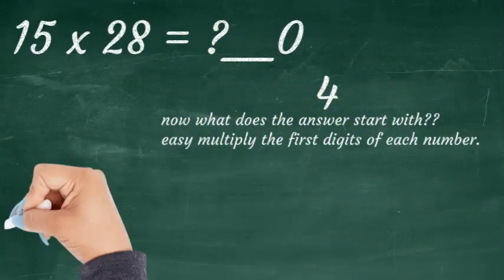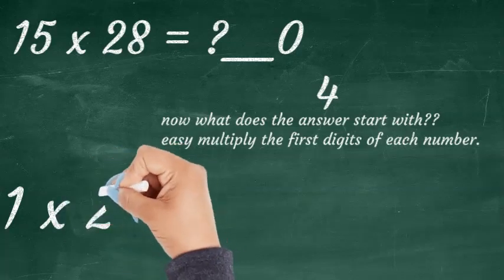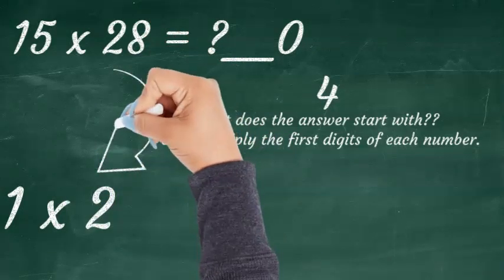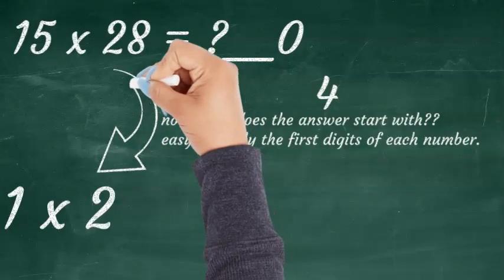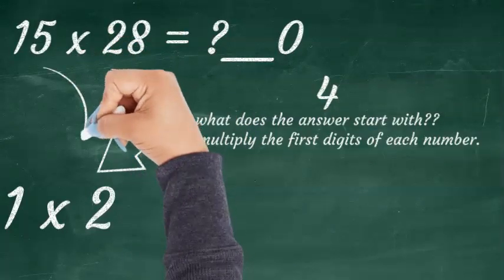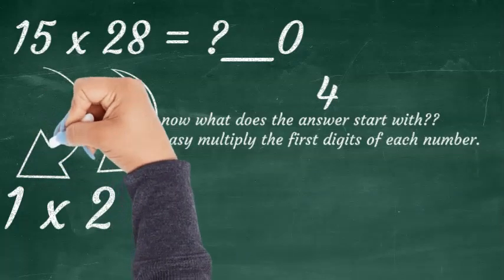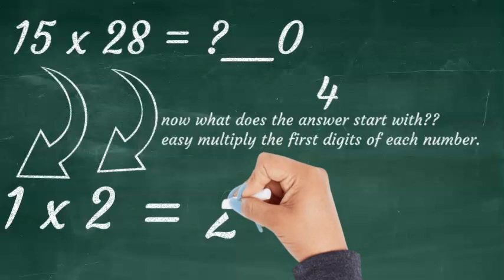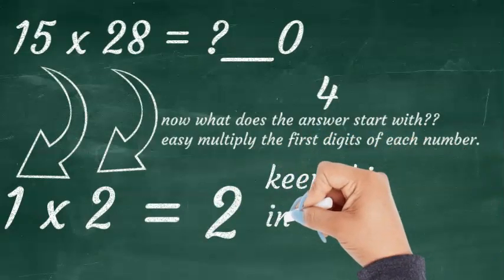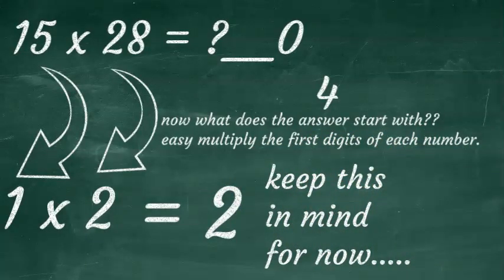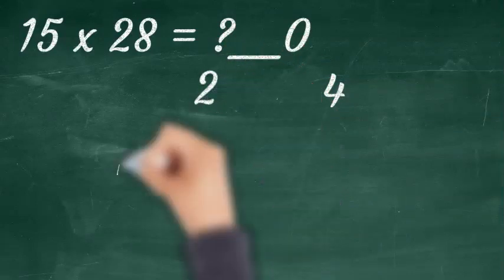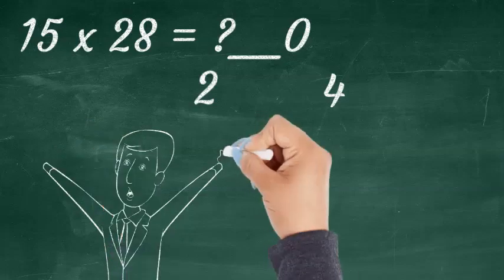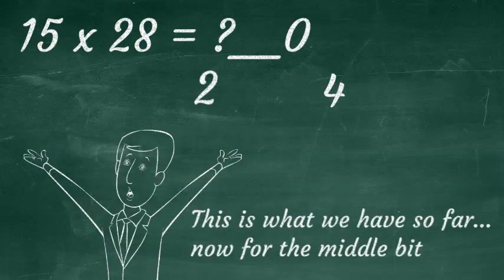Now what does the answer start with? Let's multiply the start of each of the numbers in the question. This will be 2. Not definitely 2, but remember that the 2 is at the start of this answer. The only one that's definite is 0, the ending. So now we want to figure out the middle part of the question. This is just what we have so far.